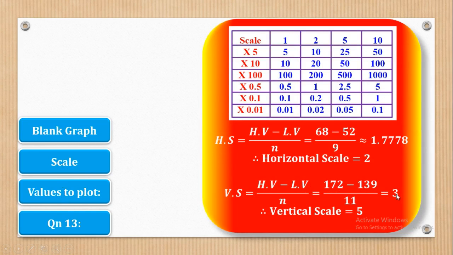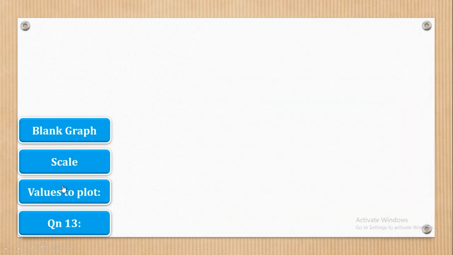We shall get 3, but 3 is not here. But what we know is that from 2 we go to 5, therefore our vertical scale will be 5. Now that you know the scale, we are good to go. Now let's get started.